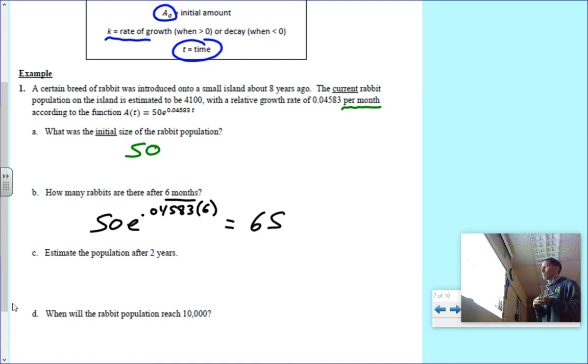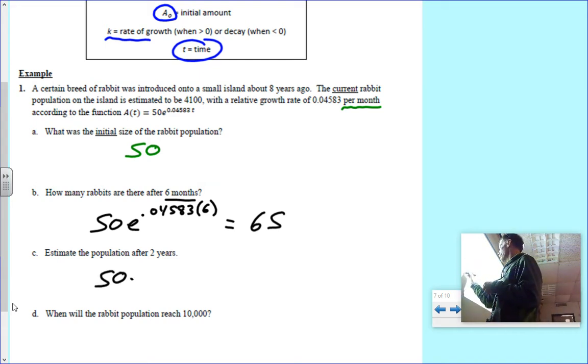Okay. Now for part C, for 2 years, again, you have to be mindful of the months. So this is going to be 50e to our k. 2 years would be 24.